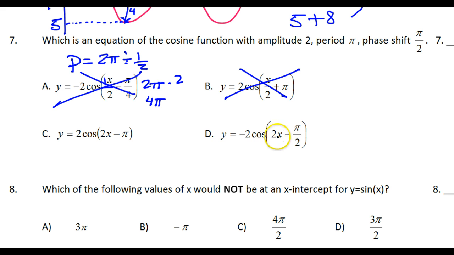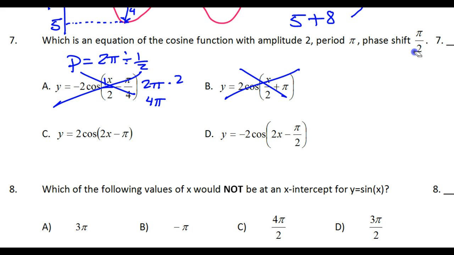So that leaves me with these two guys. Both of them have the same b value. So in both cases, the period would be 2 pi divided by the b value. So 2 pi divided by 2 does give me a period of pi. So far, C and D are both working. All right, C and D both have an amplitude of 2, and they both have a period of pi.